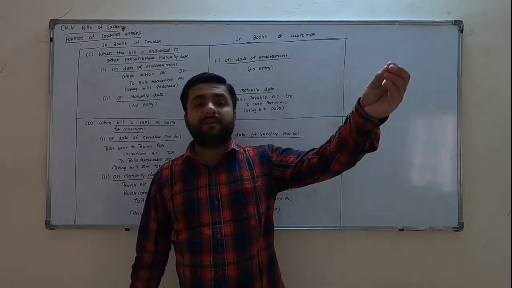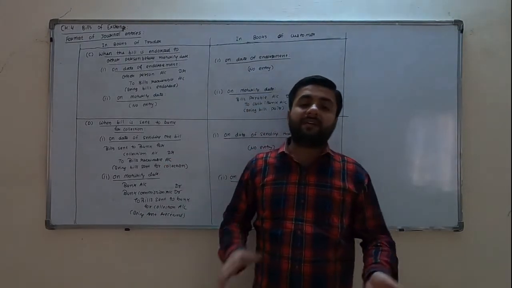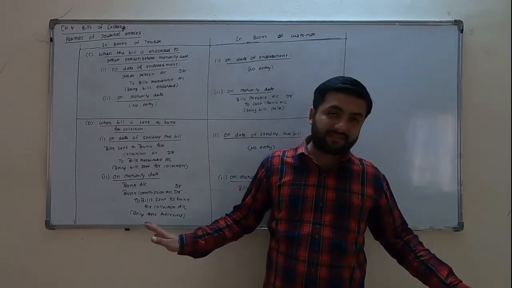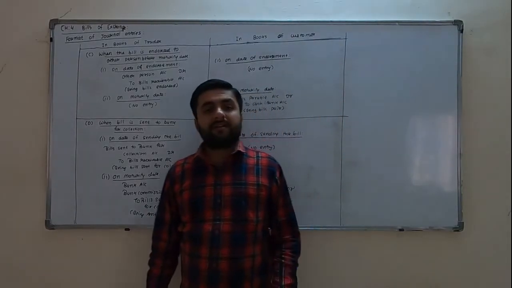Now one more topic will come, and again there are 4 types, and again 4 entries and 4 questions. Then the thing will be over. Okay, so we will start the sums from tomorrow.